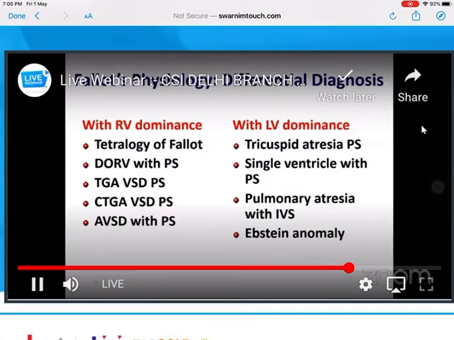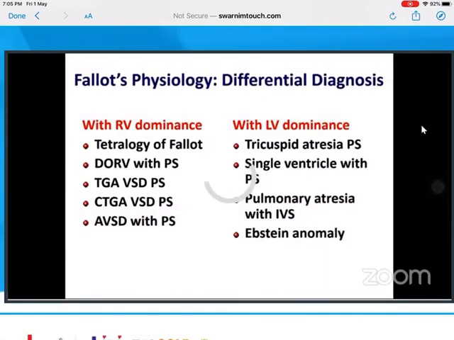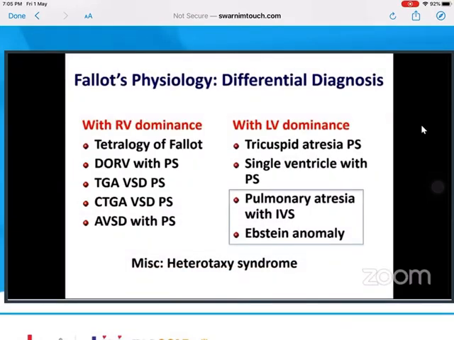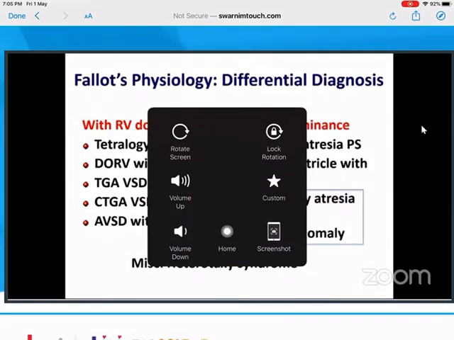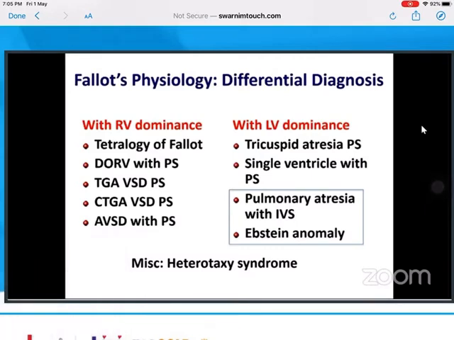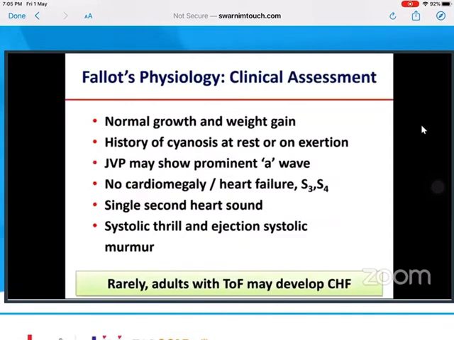Prominently, I have listed pulmonary atresia and megaly, no heart failure, not tetralogy physiology strictly speaking, but they would also have LV dominance and they will be cyanotic heart diseases. Heterotaxy syndrome are others, which again do not have a very good survival to adulthood, but we have to keep that in mind. Clinical assessment of Fallot's: normal growth and weight gain.